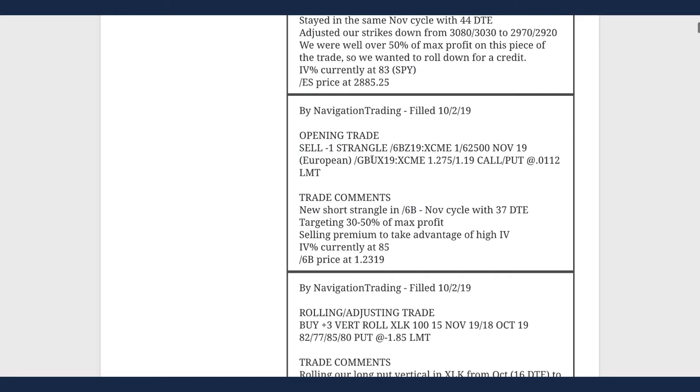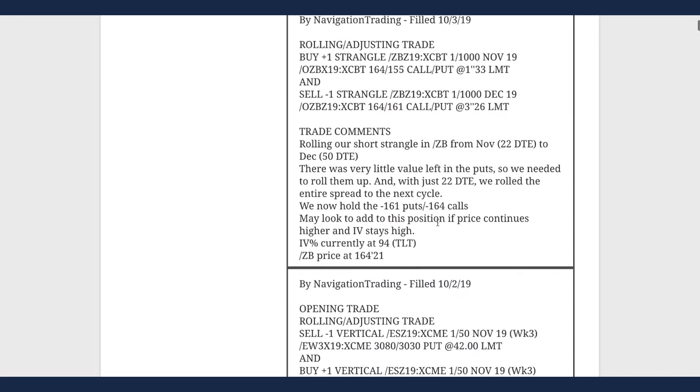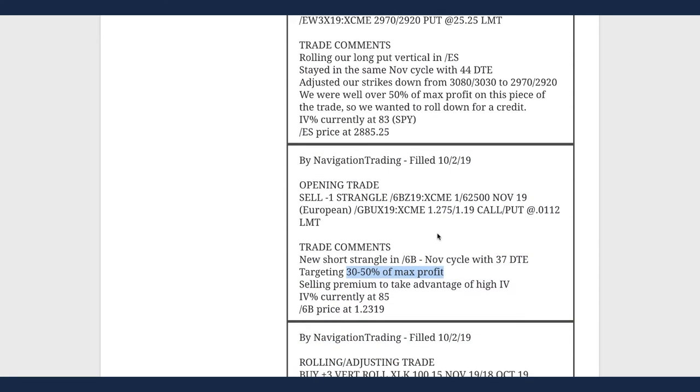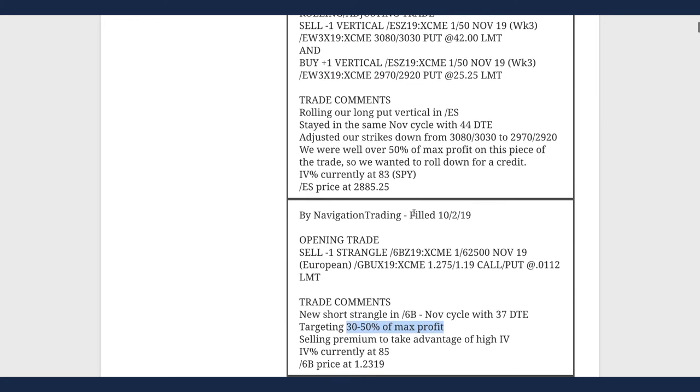Next trade was an opening trade in 6B. So I mentioned this. We opened up another short strangle in 6B, and we were targeting 30 to 50% of max profit. Well, 2 days later, the implied volatility contracted, and we went ahead and booked over 30% of max profit in just 2 days on that one. So we are completely out of 6B, but if we get a little pop in implied volatility next week, we will look to re-enter.